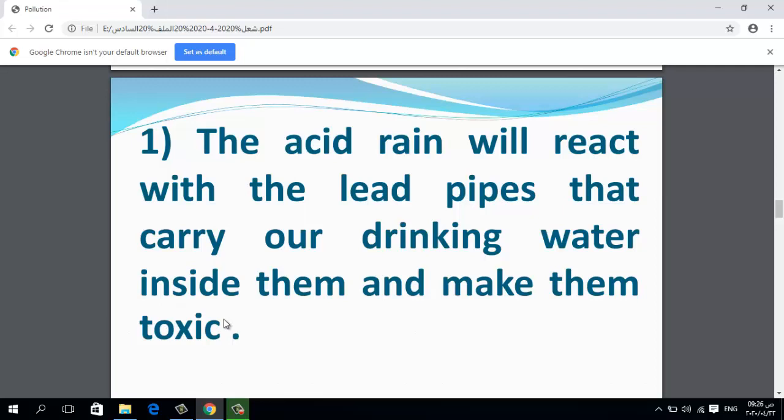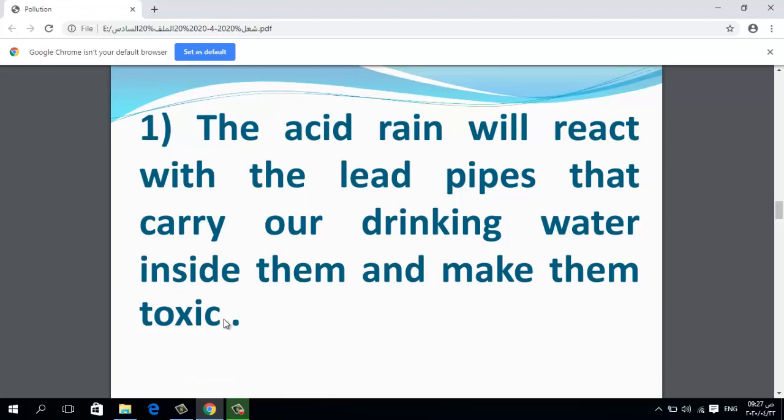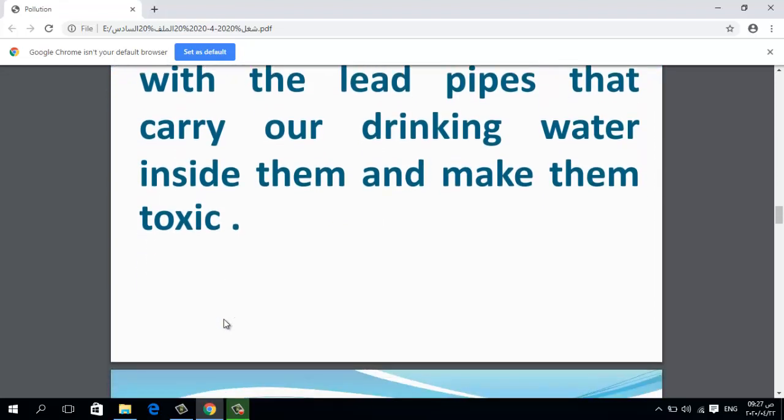Number one, the acid rain will react with lead pipes. You know the element lead in your periodic table. The pipes of the water, almost all of them, are made of this type of lead. So when the acid rain starts to fall, it will combine with this lead, and that time it will make our water toxic.